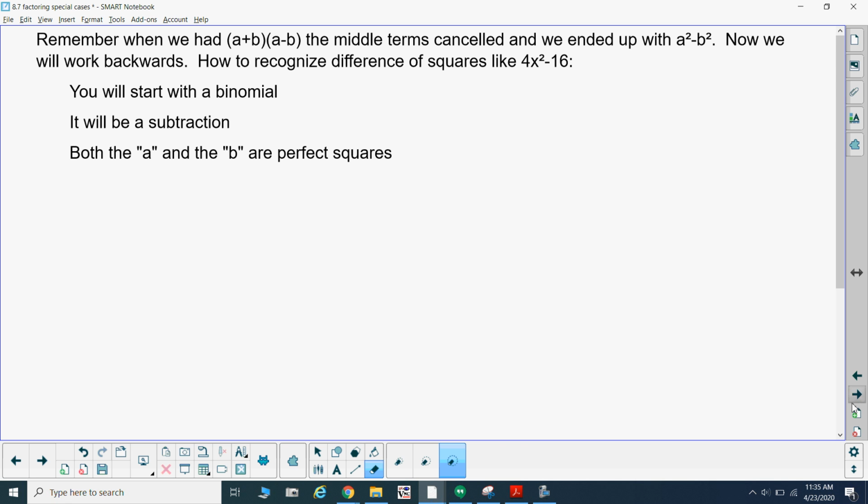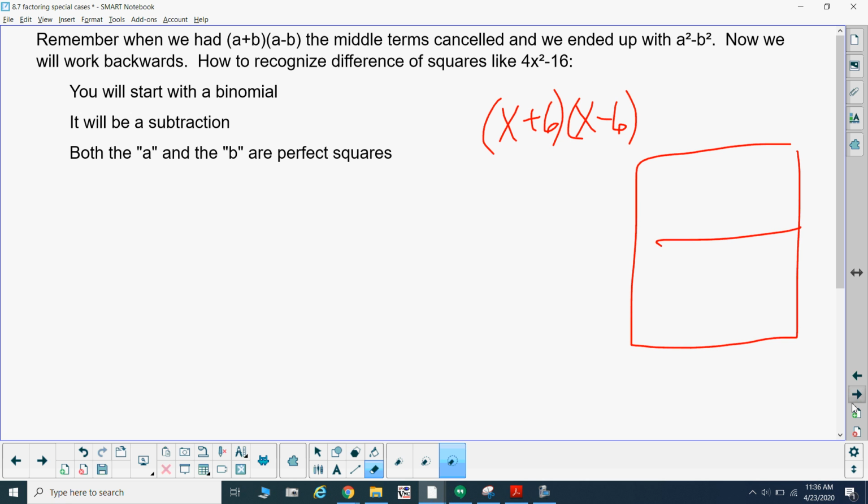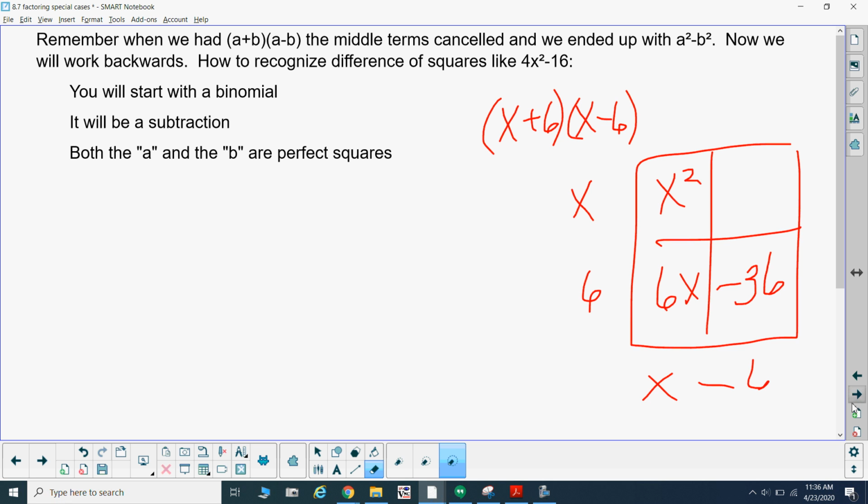So what I was saying before when we multiplied them out, so if we had like x plus 6 and x minus 6, and we foiled them out, or we put them on the outside of the box and multiplied, however you like to do it, you would get x squared in the top, you'd get 6x down below, we get minus 36 here, and here we get minus 6x. Well, those two cancel out, and we would have gotten x squared minus 36.